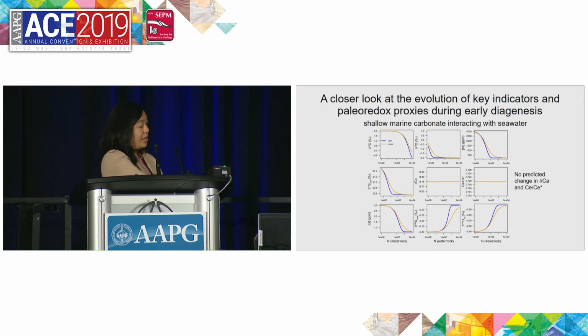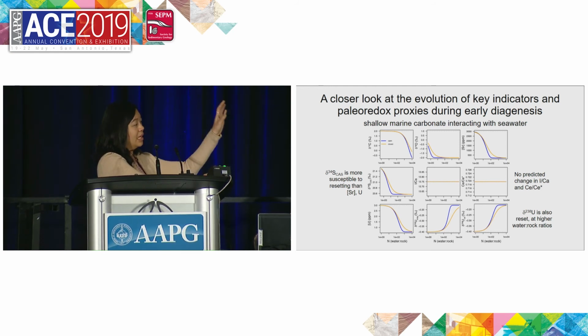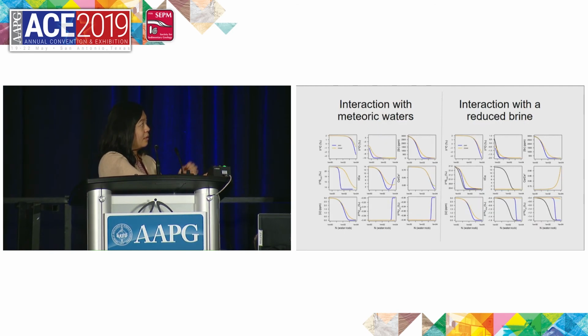So some of the things we want you to note is that there's no predicted change in iodine, calcium, or cerium anomaly. In contrast, the sulfur isotopes tend to shift pretty readily at relatively low water-rock ratios, whereas the uranium isotopes represent an intermediate mode, meaning they do become reset, but it takes a bit more fluid flow in order to make this happen. And so with this framework, we can compare the susceptibility of each proxy to be altered with different fluids.